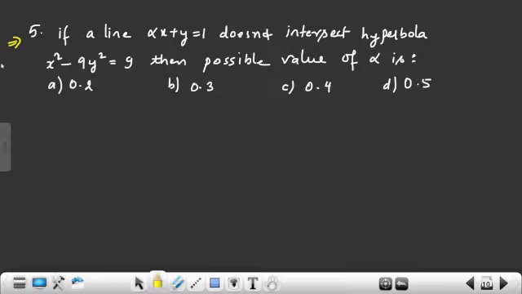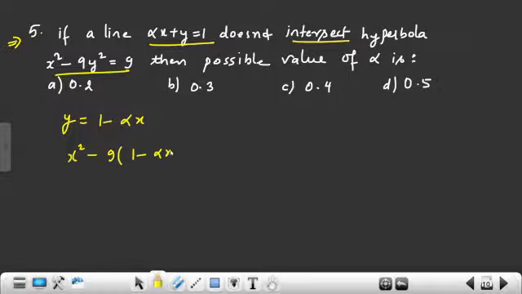Fifth, from hyperbola. Very rare but very easy question. Not so much effort required to solve this. A line is given and does not intersect the hyperbola, right? From the line, I can find the y value, y equals 1 minus alpha x. Now let's substitute this value into the equation here.